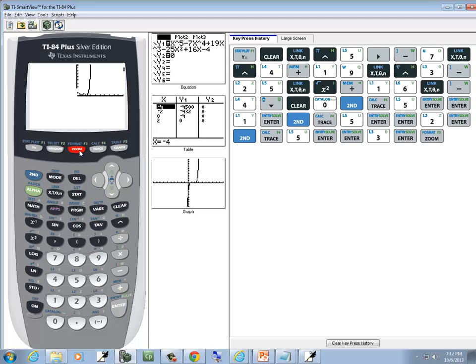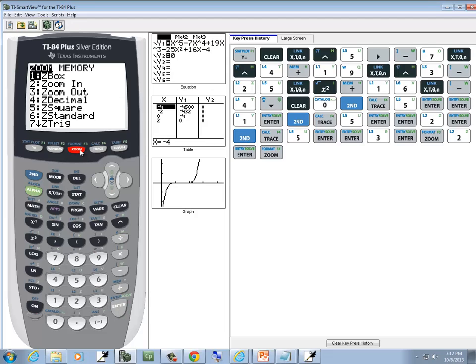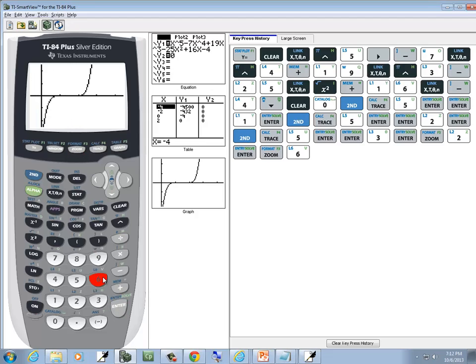If I did zoom and choose zoom in, choose number 2, and then I press enter, it'll zoom in where my cursor was. And boy, I can't really see that, can I? I wouldn't say it's actually doing that. Maybe it's coming down, coming up, touching at 1, coming back down, and then going up over 2. Anyway, I'll press my zoom button and choose 6 for ZStandard again.